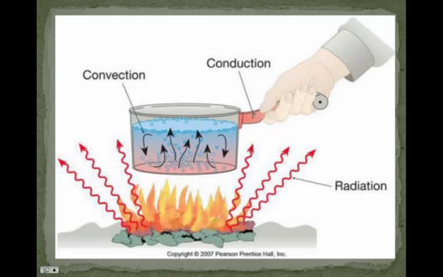So here's a nice little graphic talking about the three different ways. Conduction is contact, so your hand is in contact with the handle, so you're going to feel hot. Convection, we have the hot stuff rises, the cooler stuff falls. Hot stuff rises because it is less dense. Colder stuff falls because it's more dense. And then radiation is that light that travels outward.